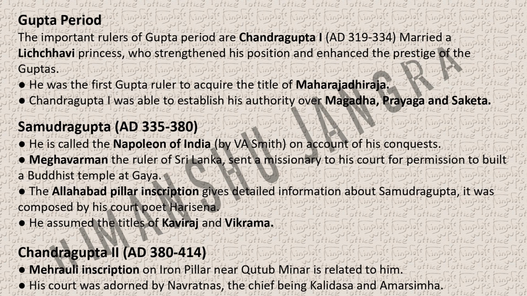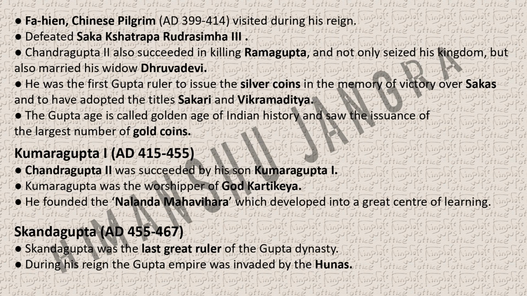Chandragupta II, AD 380–414. The Mehrauli inscription on the iron pillar near Qutub Minar is related to him. His court was adorned by the Navratnas, the chief being Kalidasa and Amarsimha. Fa-Hien, the Chinese pilgrim, AD 399–414, visited during his reign. He defeated the Saka Kshatrapa Rudrasimha III.